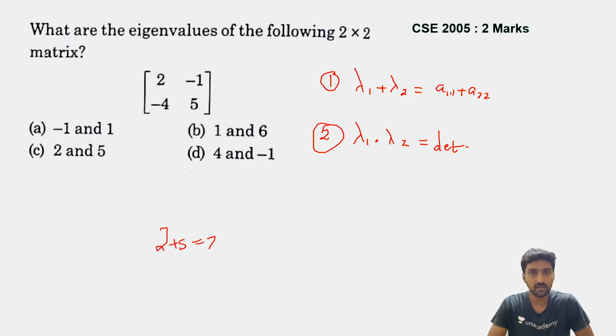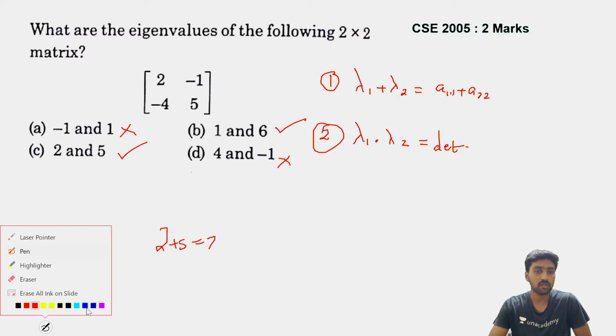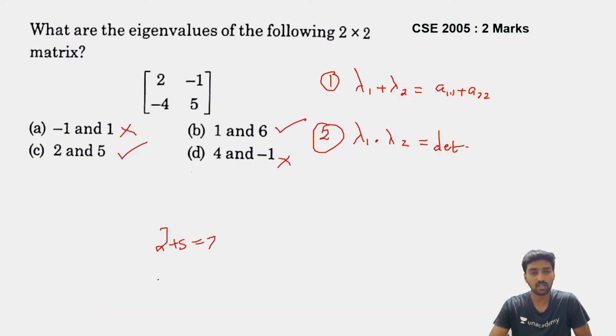Yes, 7 is satisfied in option B and C, not in A and D. Now, two options satisfy the first property. Then what we need to do? We need to look into the second property. The product of the eigenvalues is equal to the determinant. The determinant is 2 into 5 minus 1 into 4, which is 10 minus 4, it's 6. So the product of the eigenvalues must be 6: 1 into 6 is equal to 6, and 2 into 5 is equal to 10. So here option B satisfies both properties.